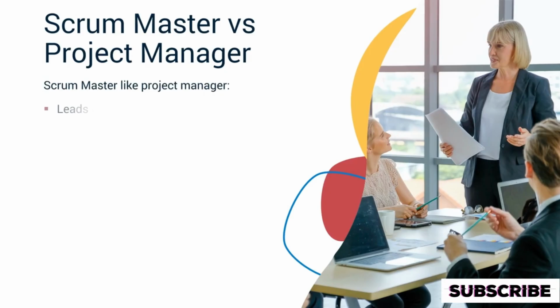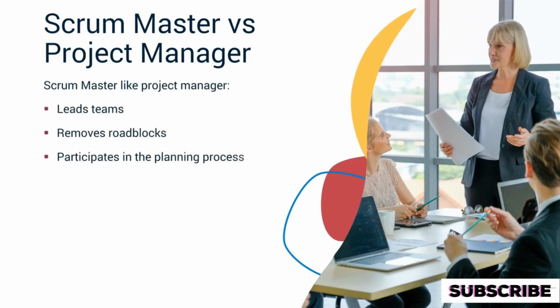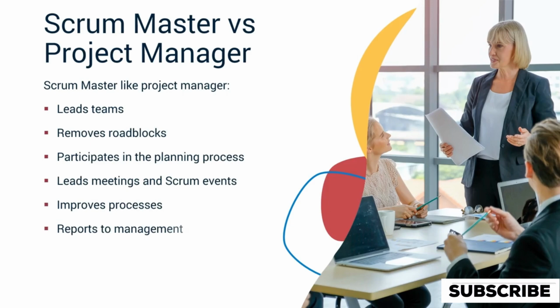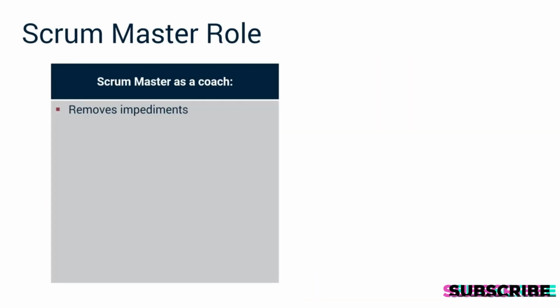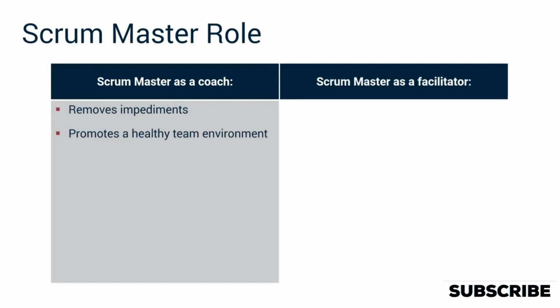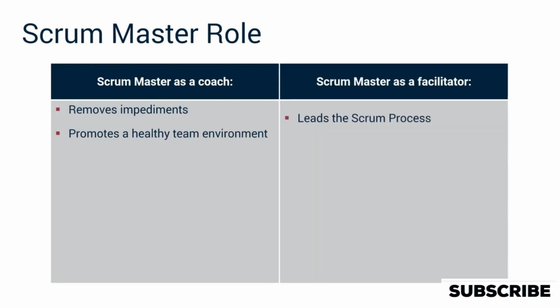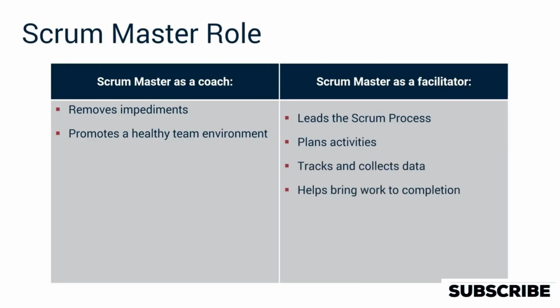Scrum Masters lead teams, remove roadblocks, participate in the planning process for the team's work, lead meetings and Scrum events, improve processes, report to the management, support product owner and other stakeholders, and help the team work together. As a coach, a Scrum Master removes impediments and promotes a healthy team environment. As a facilitator, they lead the Scrum process, plan activities, track and collect data, and help bring work to completion.